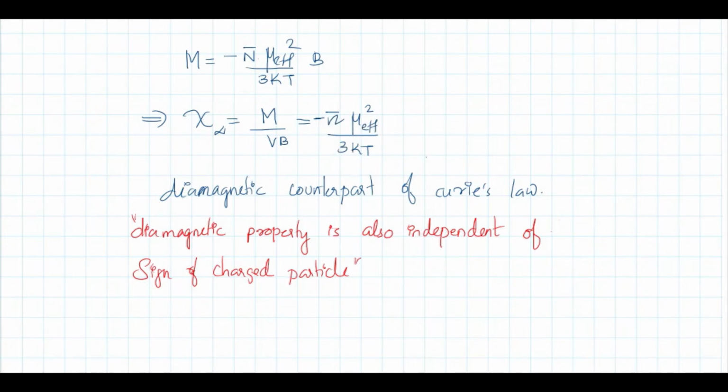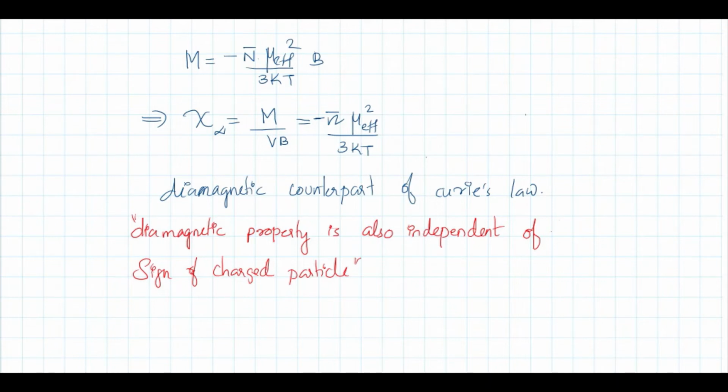So this is the diamagnetic counterpart of Curie's law. We obtained the same Curie's law in paramagnetism also, but that was actually plus n mu square divided by kT. Okay, that was positive in sign, and there is no 1 by 3 in the paramagnetic case. So chi infinity is actually n mu square divided by kT for paramagnetism, but for diamagnetism it is minus n mu effective square divided by 3 kT.